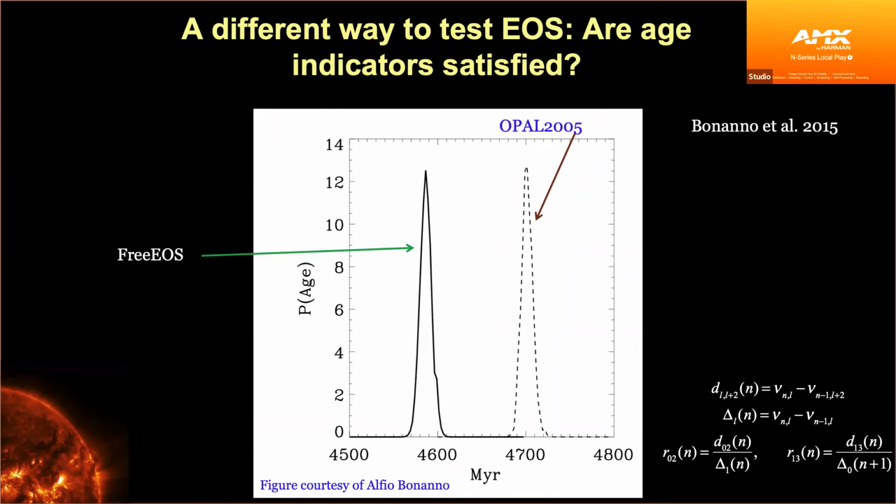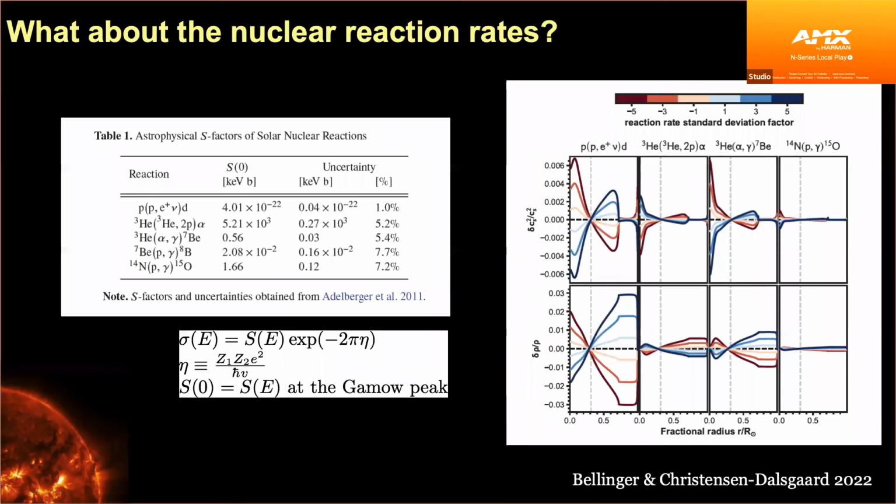If I have these two equations of state, this is the probability density with the free EOS and with the OPAL EOS. So free EOS seems to be marginally better. Okay. We can also look at nuclear reaction rates.